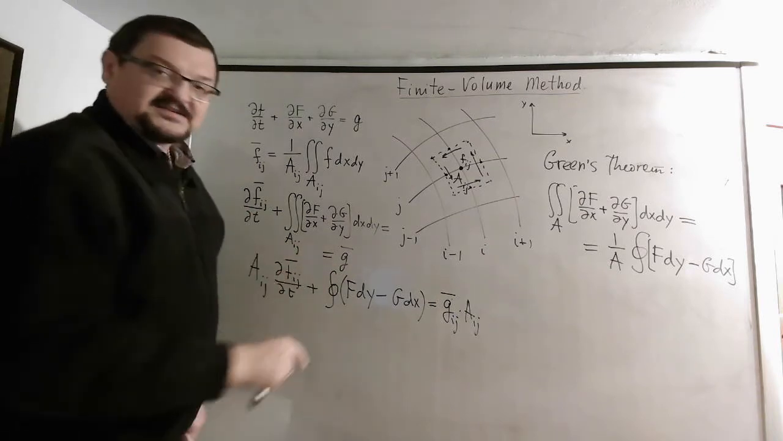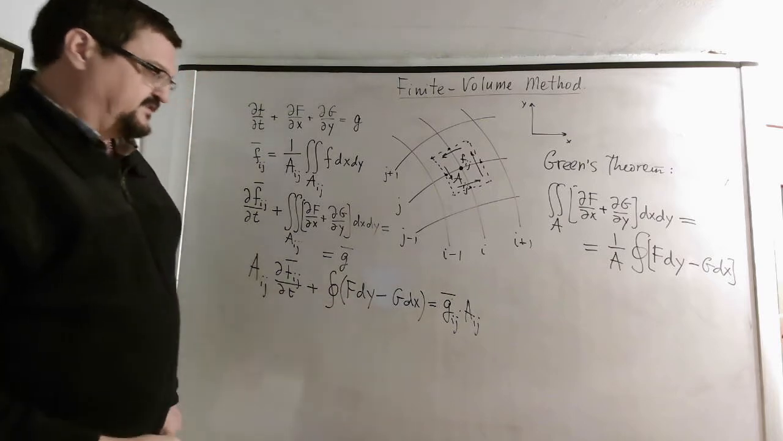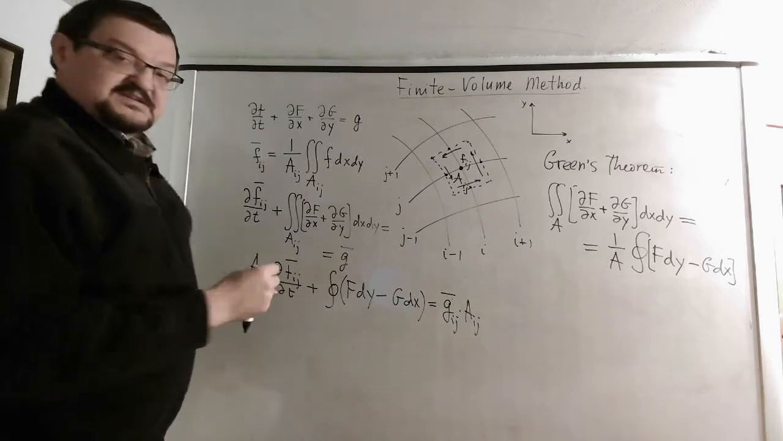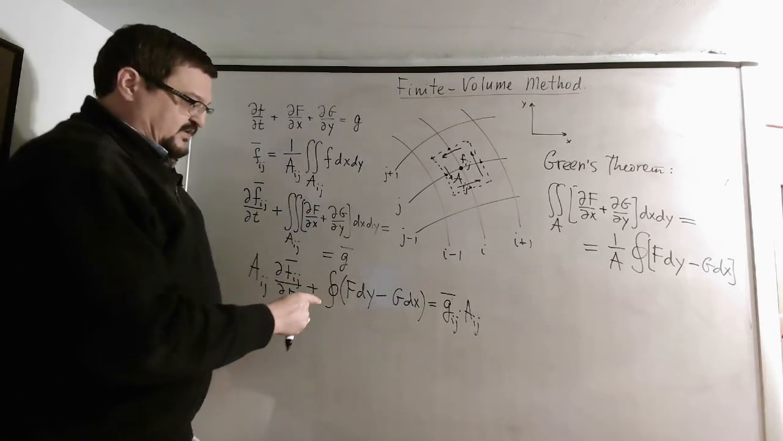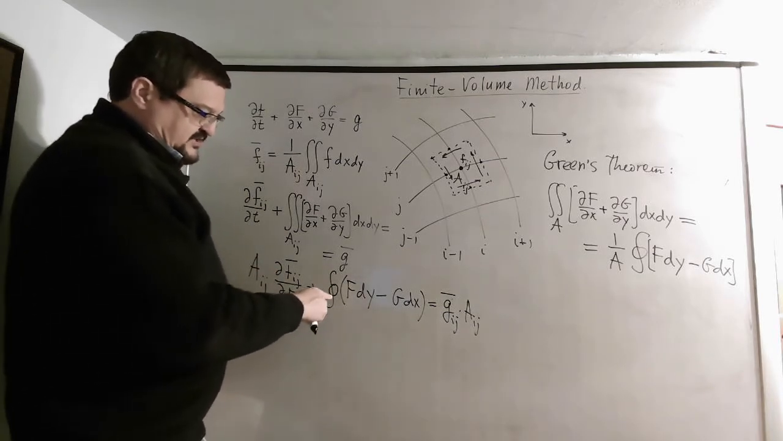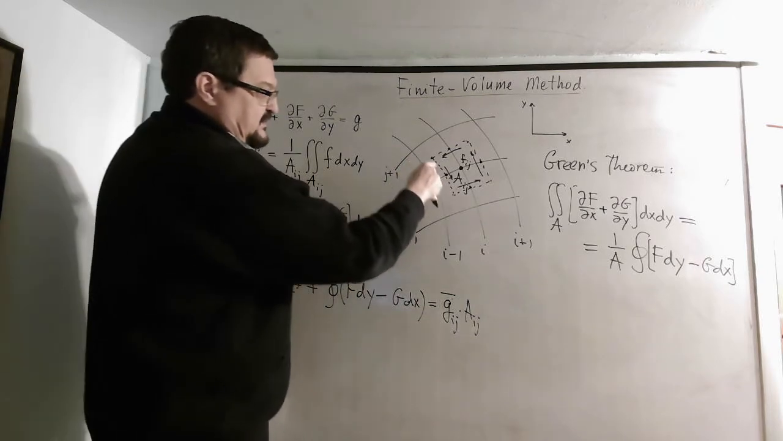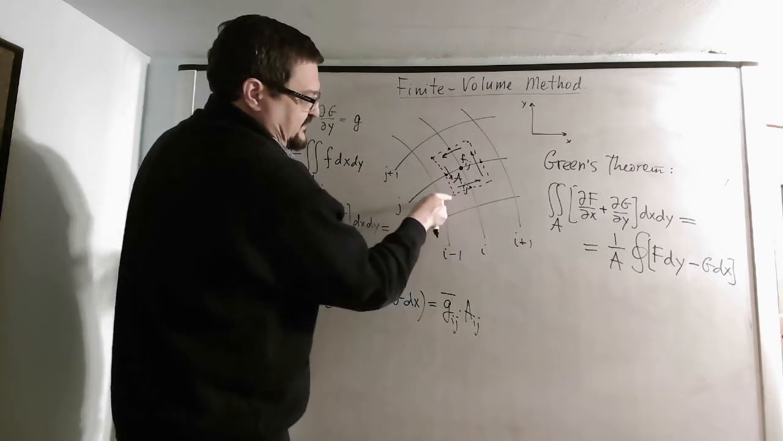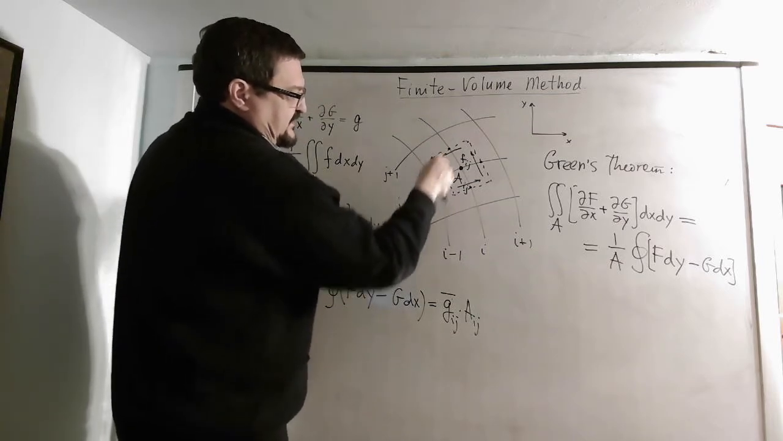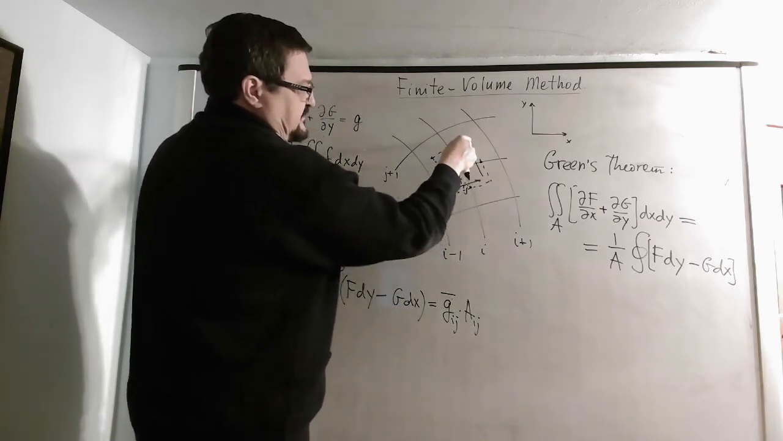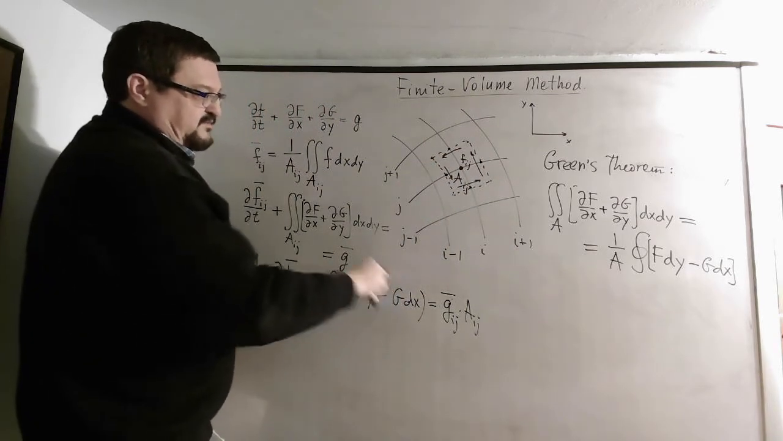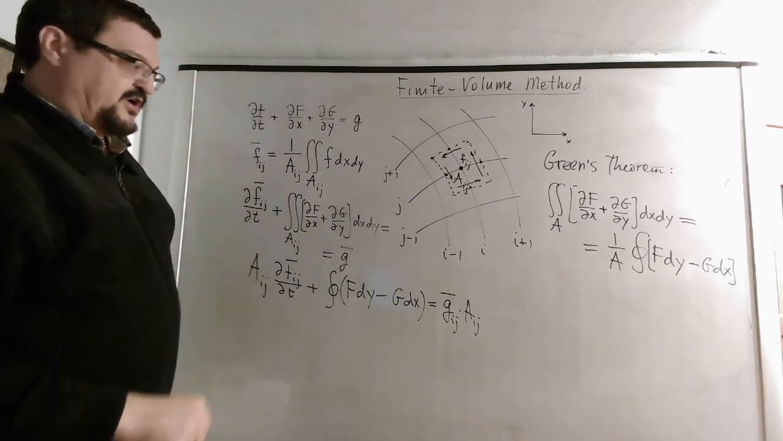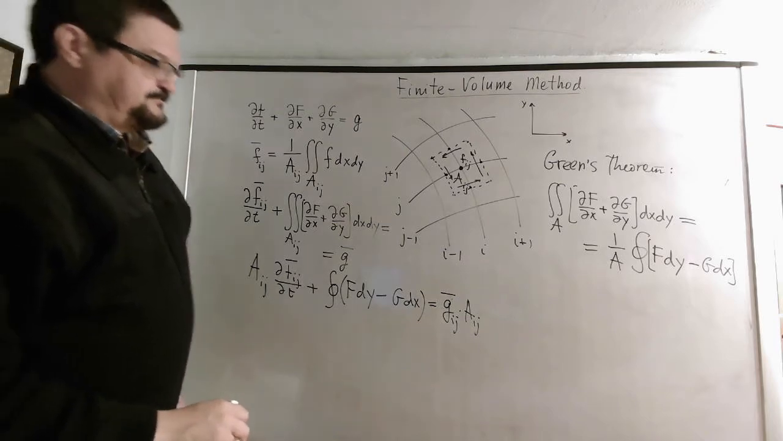So now we need to write this in some finite difference form. So we need to evaluate this integral. So an integral is basically a summation, right? So we need to replace this integral by a sum of, in this case, four integrals. One integral along this edge of this cell, then this edge, then this edge, and this edge. We add all four of them, and then we get our estimate for our integral.